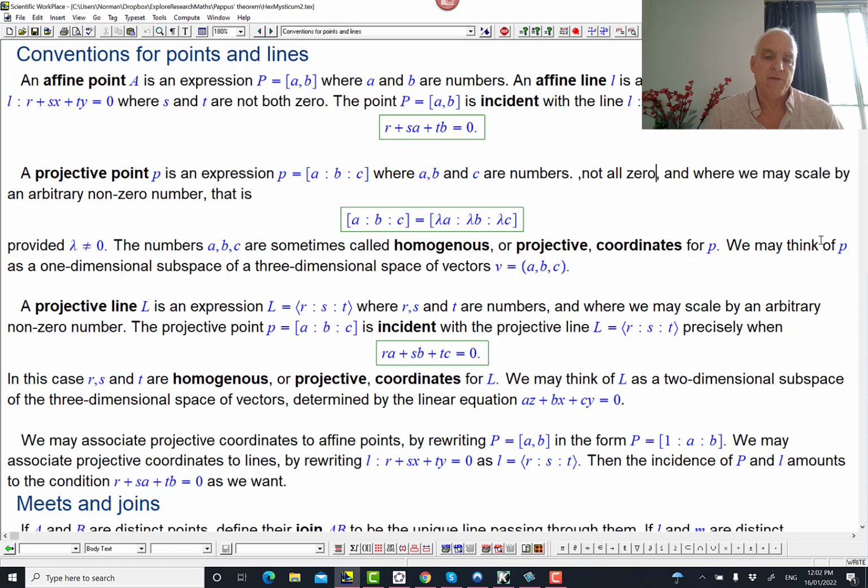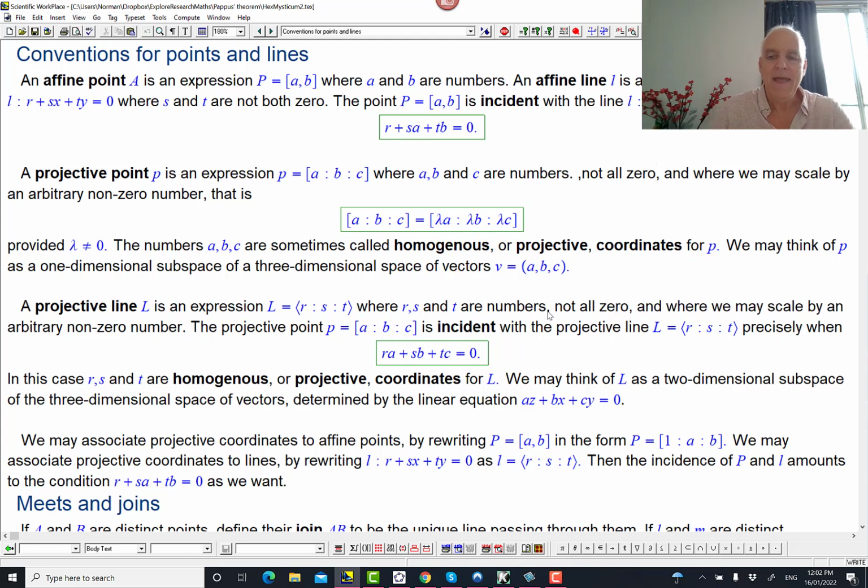And we can think of this P as a one-dimensional subspace of a three-dimensional space of vectors. So in 3 dimensions, with coordinates x, y, and z, say, the vector is A, B, C, then a one-dimensional subspace in the direction of the vector A, B, C is really what is being captured here. So it's a way of visualizing what a projective point is. Correspondingly, a projective line is an expression L of the form R to S to T, another proportion here, but now enclosed in pointy brackets, where R, S, and T are numbers, again, not all 0, and where we, again, may scale by an arbitrary non-zero number.